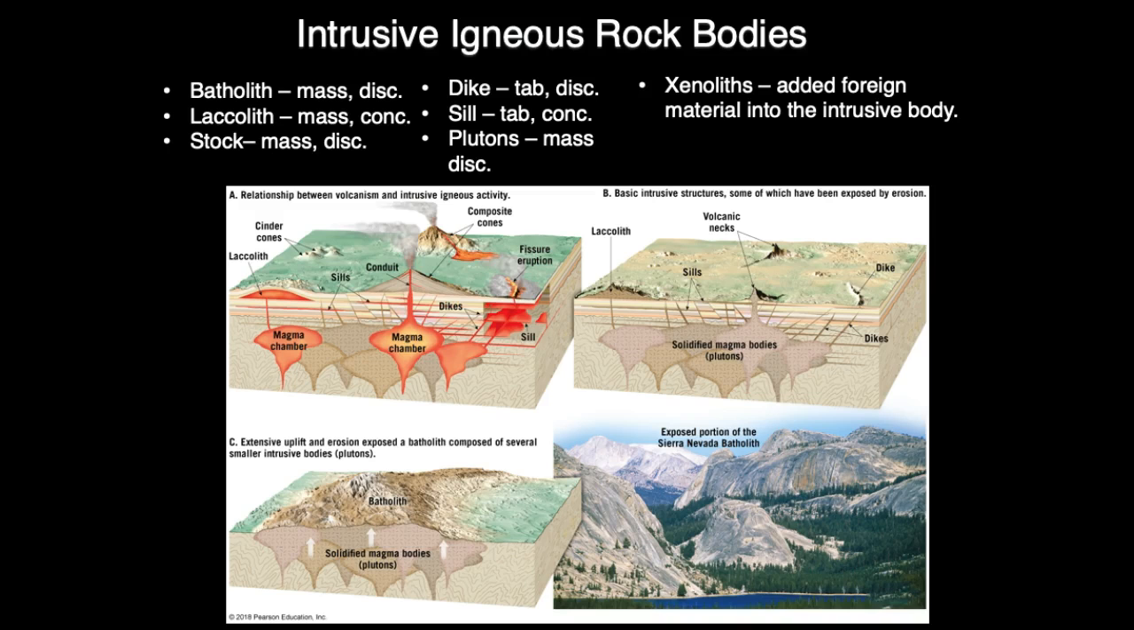Also, some of them cut across sedimentary structures, like rock layers. Those that cut across are discordant, and those that don't cut across are concordant, those that go in between the different sedimentary rock layers. So I refer to discordant as disc and concordant as conc.